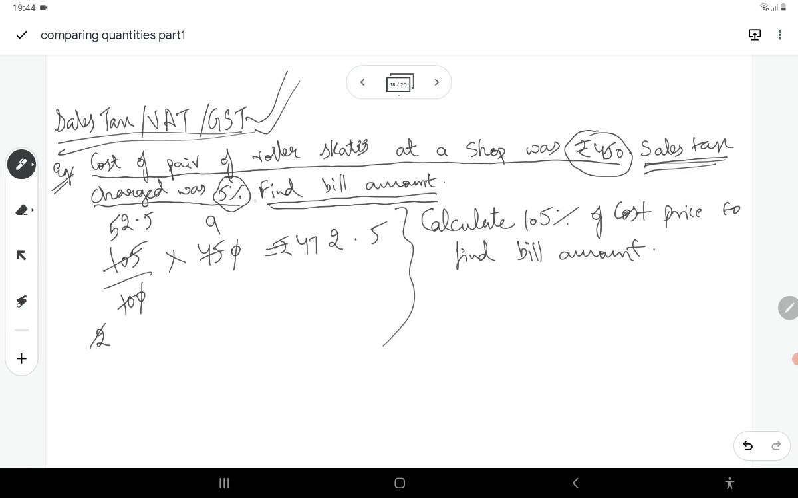So 100% plus 5% of 450 would give us the bill amount. So 100% plus 5%, which comes out to be 105% of 450, would be the bill amount. So 105% of 450, on solving, we get rupees 472.5, which would be the bill amount.